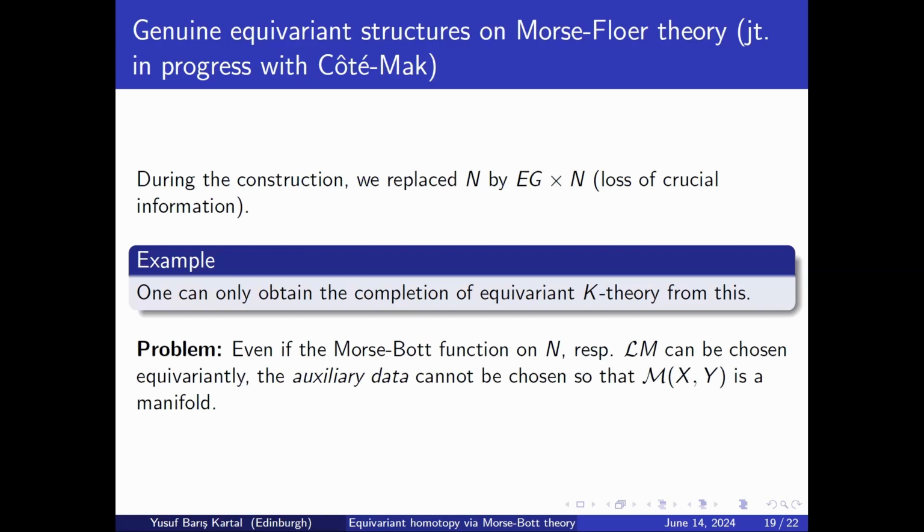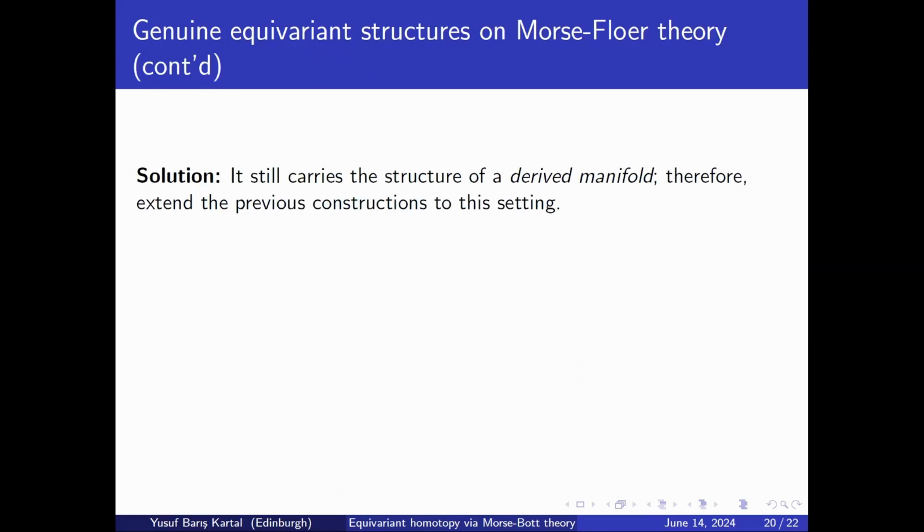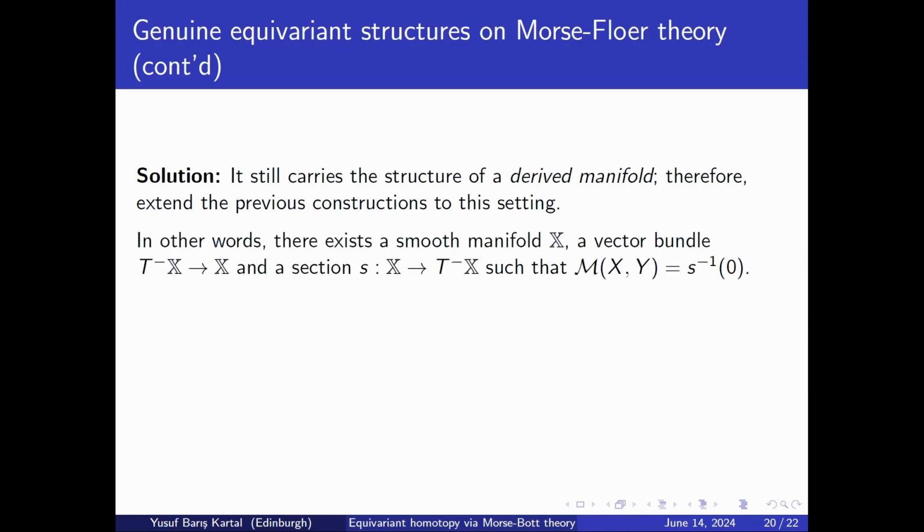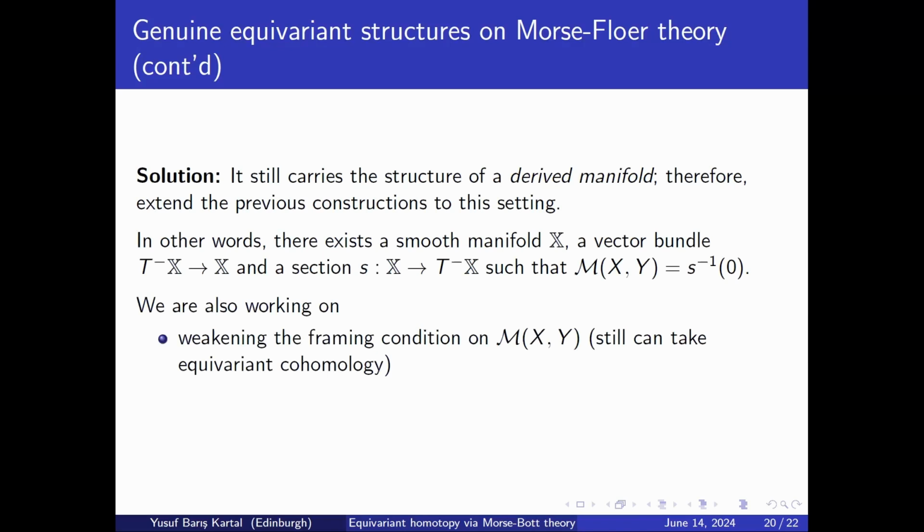But it still carries the structure of a derived manifold. The derived manifold sounds like a very scary thing, but it's very simple for our purposes. So you can actually extend the previous construction to this setting. What I mean by derived manifold is just the zero set of a section of a vector bundle. So work in progress is to extend the Morse-Bott constructions to this derived manifold setting.